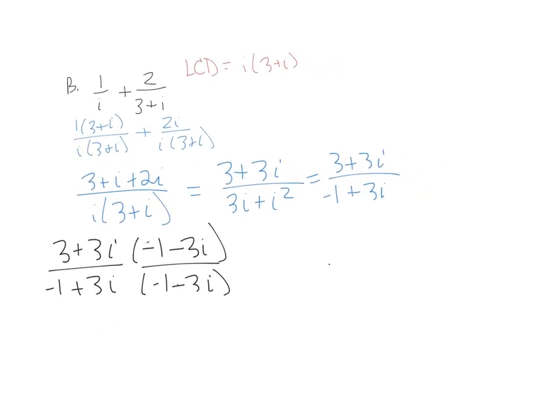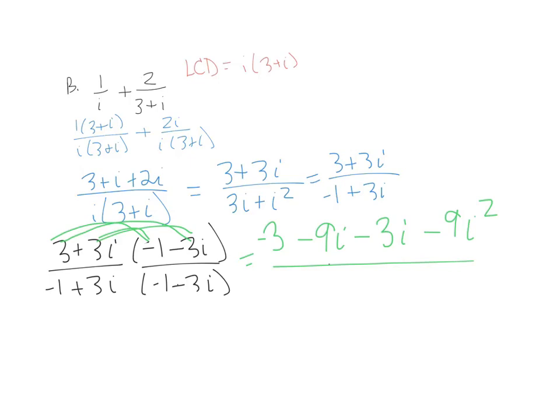Alright, here we're going to go ahead and FOIL the top. So that's going to become negative 3 minus 9i minus 3i minus 9i squared. Now, when we FOIL the bottom, we only need to worry about the first two terms there, so that's going to be positive 1, and then the last two terms, because we know the inside two cancel out.